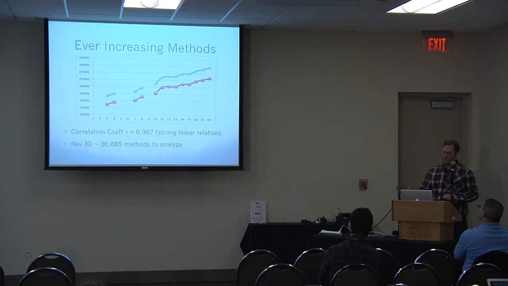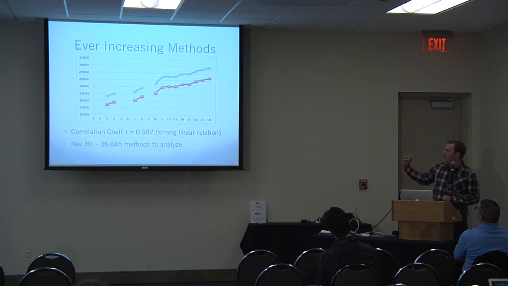And to really emphasize this is the number of methods that we have here. The blue is actually methods plus constructors, and the red is just methods alone. But if you look at this and you project out to Rev 30, you've got about 36,000 methods that you're going to have to analyze. And then think about different arguments if you're doing it dynamically.